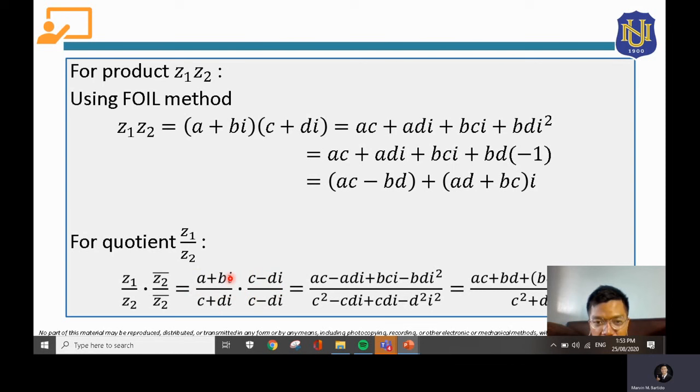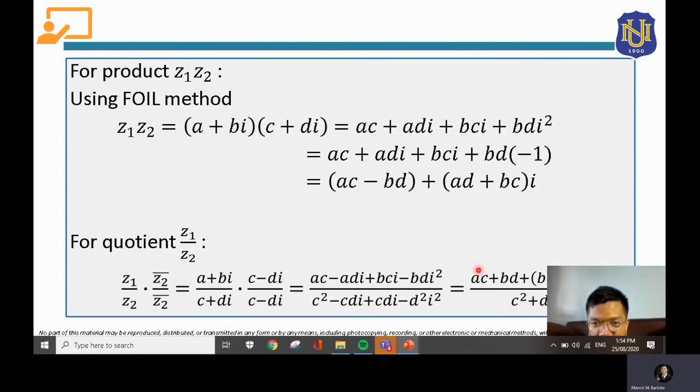Okay, so from here, this will be multiplication of fractions. So we just apply the rule: numerator times numerator, and then denominator times denominator. For the numerator times numerator, we will just apply FOIL method here since this will be product of complex numbers. That will be ac minus adi plus bci minus bdi squared. Same here with c plus di times c minus di. That will give you c squared minus cdi plus cdi minus d squared times i squared. Here you know that minus cdi plus cdi will just cancel. So what remains here will be c squared plus d squared.